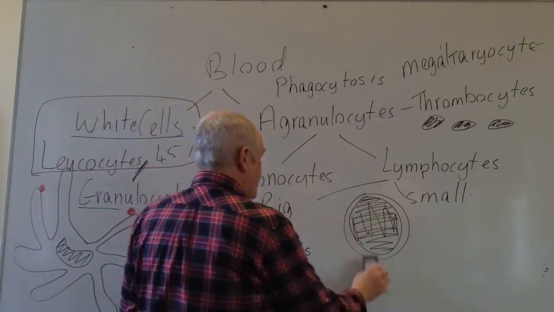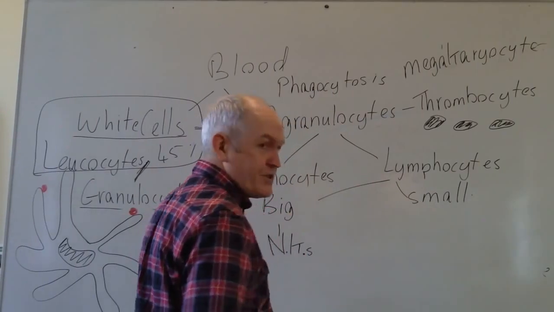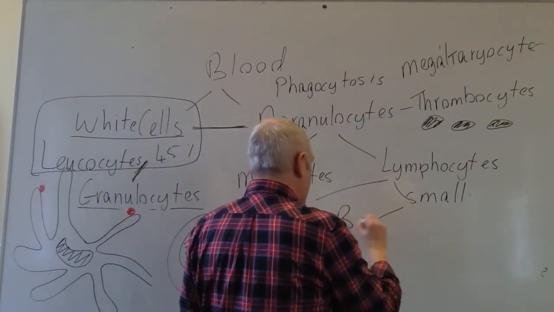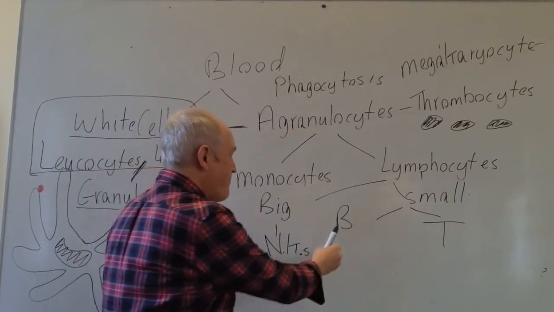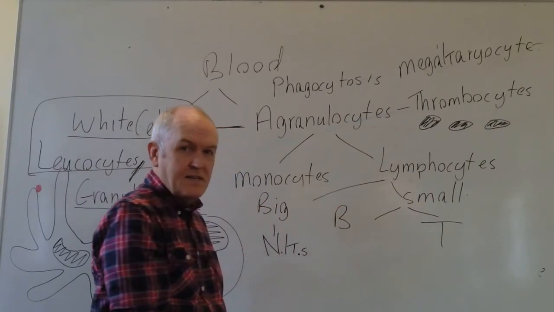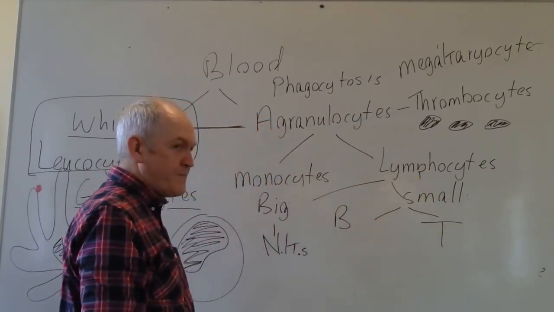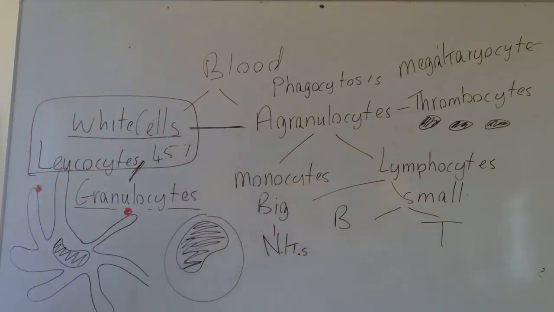The small ones are a bit more complicated. There's two sorts of small ones. Some are called B and some are called T. So you get B small lymphocytes and you get T type small lymphocytes. Both agranulocytic leukocytes.